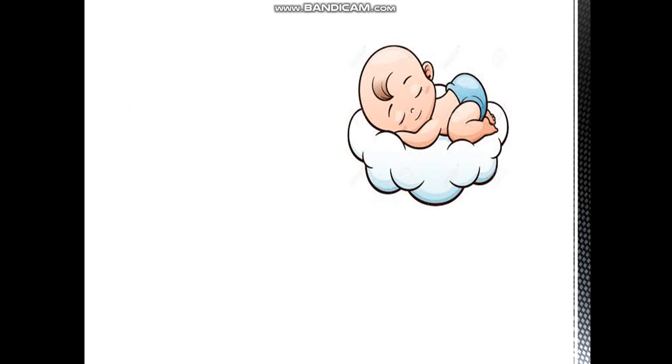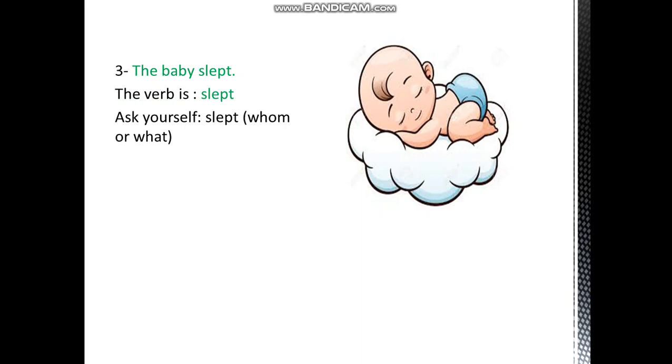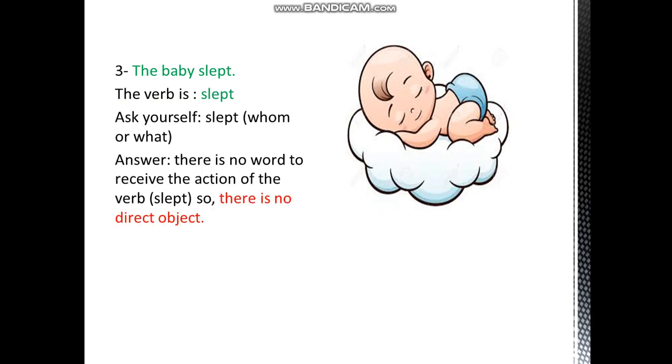Let's go to example 3. The baby slept. The verb here is slept. Ask yourself, slept whom or what? Can we apply this question to this sentence? Of course, the answer is no, because there is no word to receive the action of the verb slept. So, there is no direct object. Therefore, slept is what we call an intransitive verb.